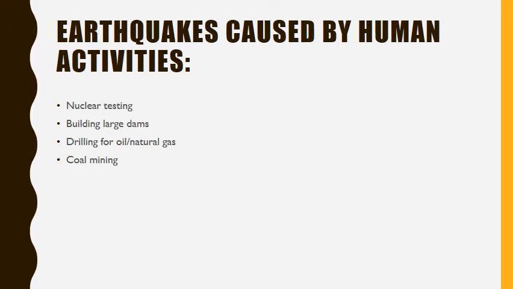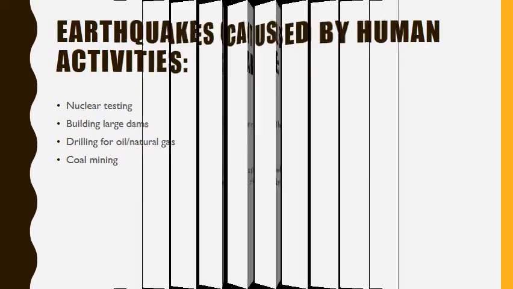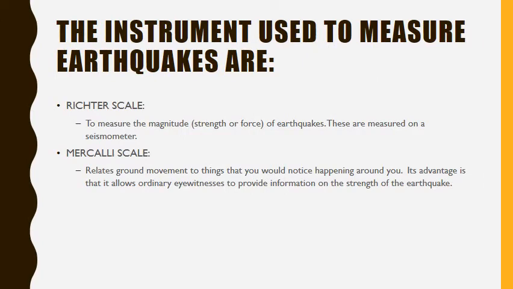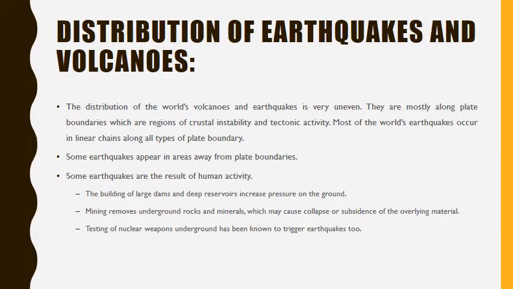Earthquakes caused by human activities: nuclear testing, building large dams, drilling for oil, natural gas, and coal. The instruments used to measure earthquakes are the Richter scale, to measure the magnitude, strength or force of an earthquake. These are measured on the seismometer. Distribution of earthquakes and volcanoes. The distribution of the world's volcanoes and earthquakes is very uneven. They are mostly along plate boundaries, which are regions.